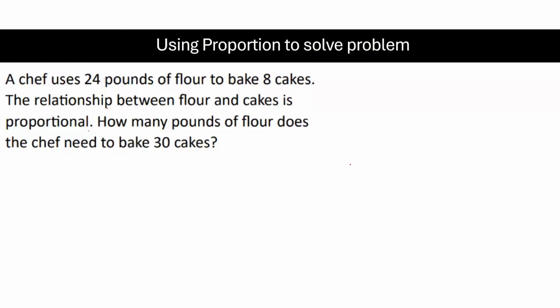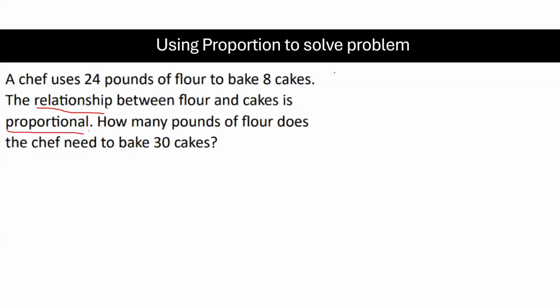So we are going to look at another problem that involves a proportional relationship. It says a chef uses 24 pounds of flour to bake 8 cakes. The relationship between flour and cake is proportional. Let me just underline this. How many pounds of flour does a chef need to bake 30 cakes?